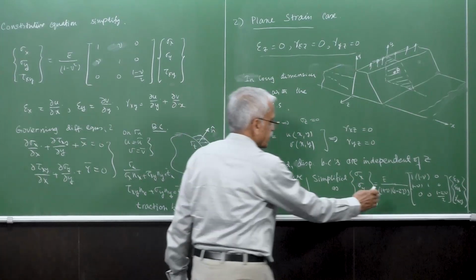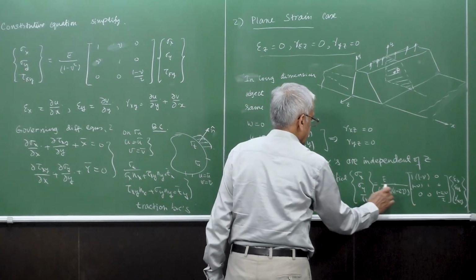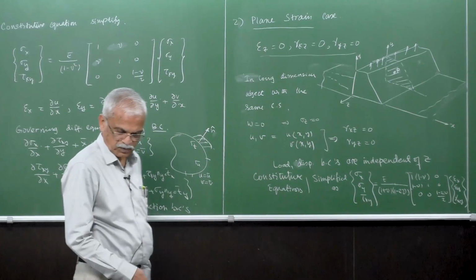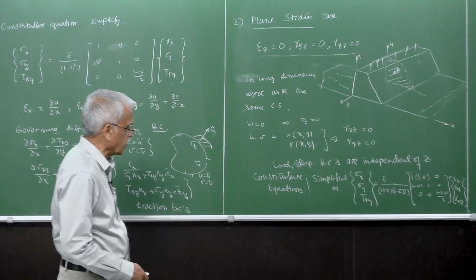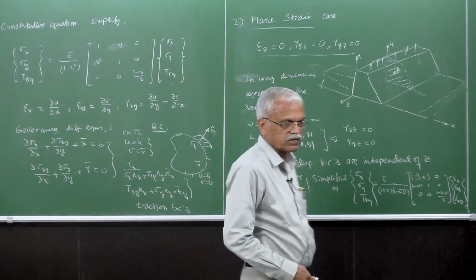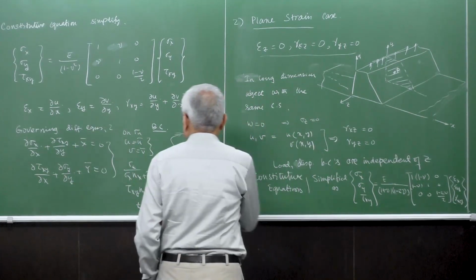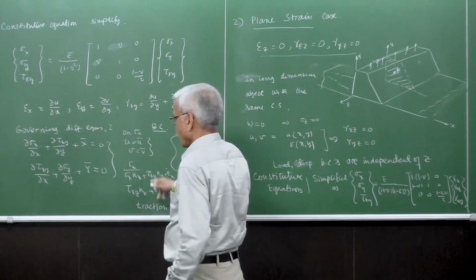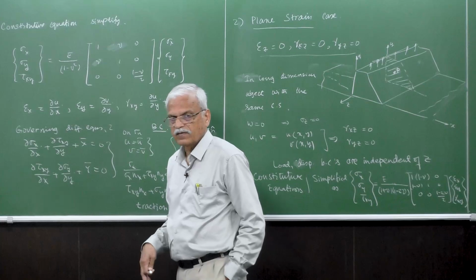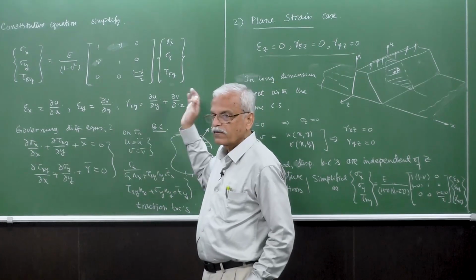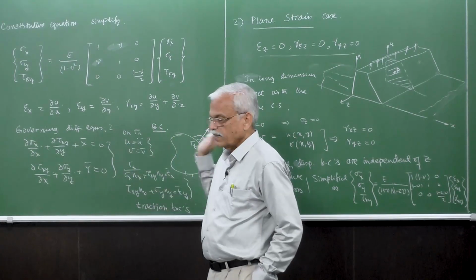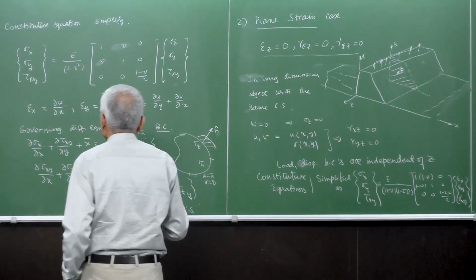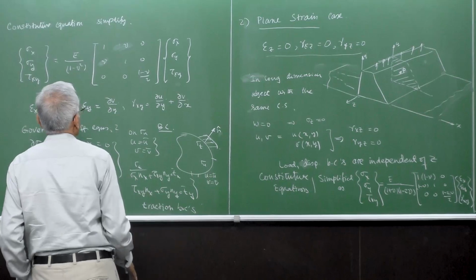Okay, so if you simplify it and write it in terms of stress and strain relationships, this is how it looks. The only difference is in the boundary conditions, but the traction boundary conditions are essentially the same. So if you look at the two problem formulations, the only thing that is different is the constitutive equations.